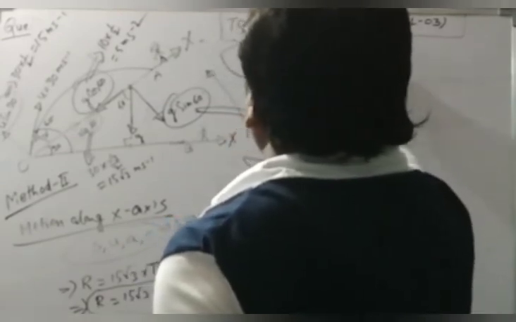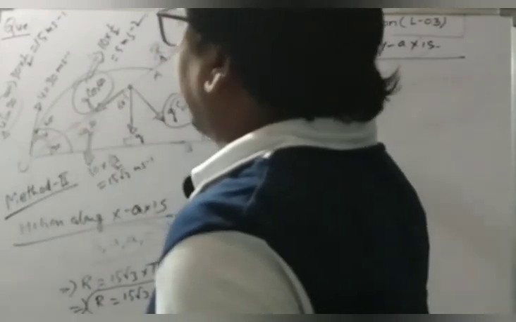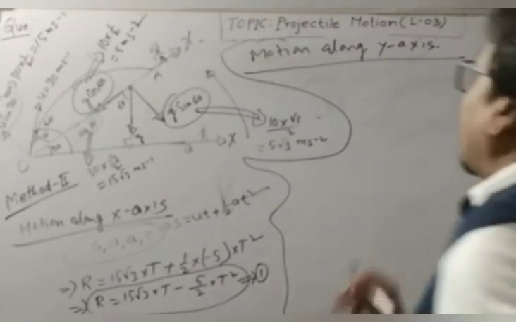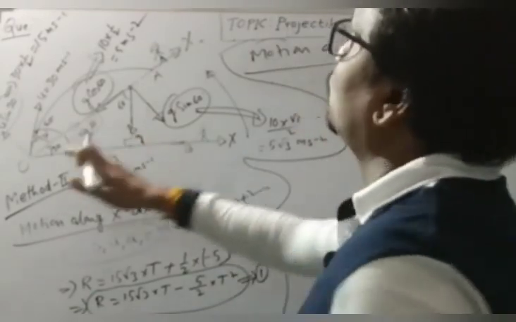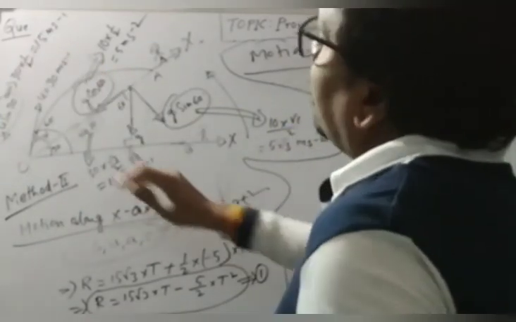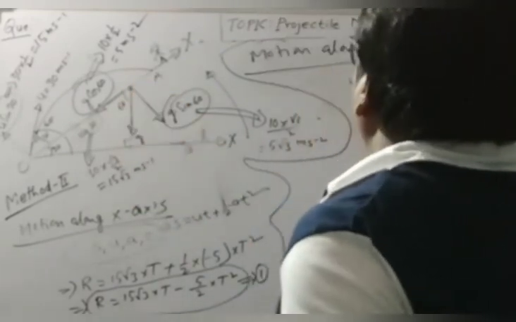Now the motion along the y-axis. The y-axis means the line perpendicular to this inclined plane, that is along this. For the y-axis, you know the initial velocity u, which is basically u sin theta, that is 50. And you know the acceleration also.